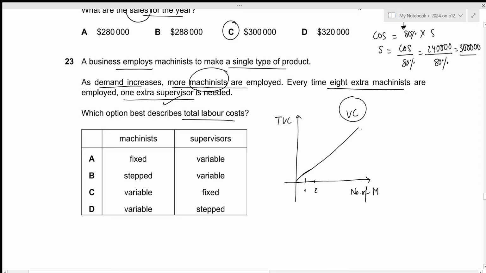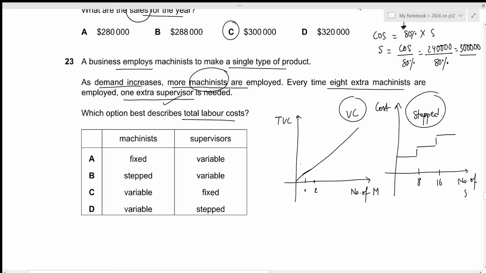Whereas for our supervisor, we only need 1 additional supervisor for 8 extra machinists. So for 8 machinists, we have 1. If it increases even by 1 unit, then we need additional supervisors, right? And then again, if it exceeds 16 machinists, we need additional supervisors. So it keeps on increasing like this. And this is a graph for stepped cost. So the correct answer we're looking for will be variable for machinist and stepped for supervisor, which is given by option D. That's all for the 23rd question. Let's move towards the next one.